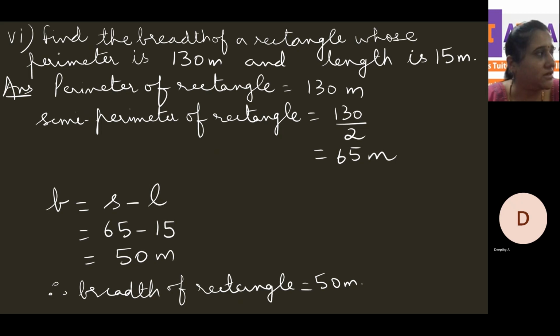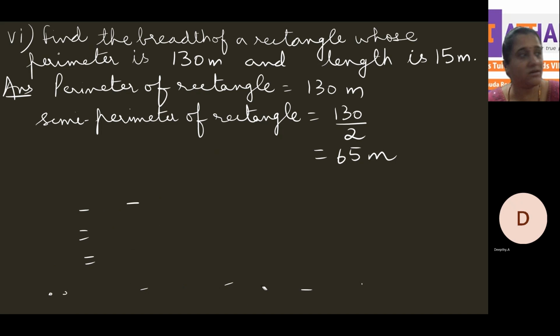So I've written B for breadth is equal to what is S there? What is the meaning of S there? Semi-perimeter. S is semi-perimeter. Okay, let me write it fully. Sorry. Let me not use the symbols. One minute. S is semi-perimeter. Let me write it fully. Okay. If you understand, fine.